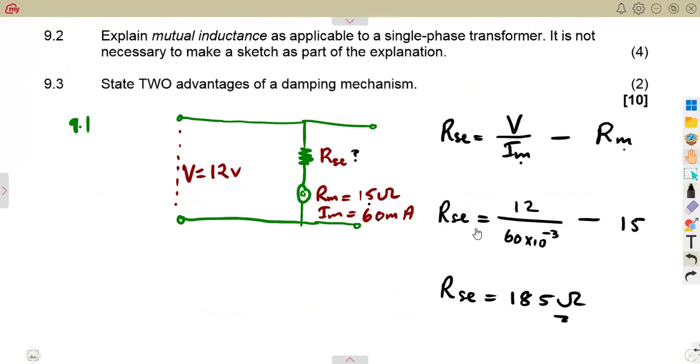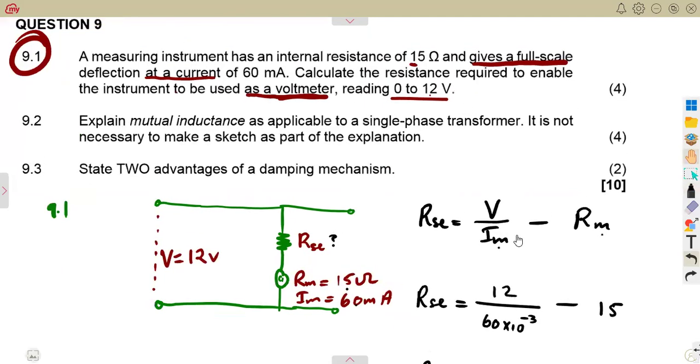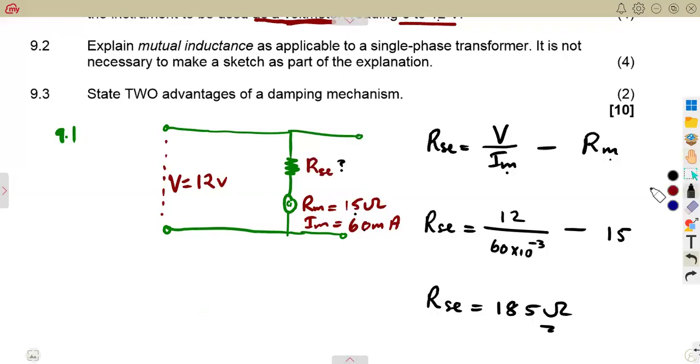So questions can be just like that. Understand the question, how it is given. Just have a diagram, then the formulas.